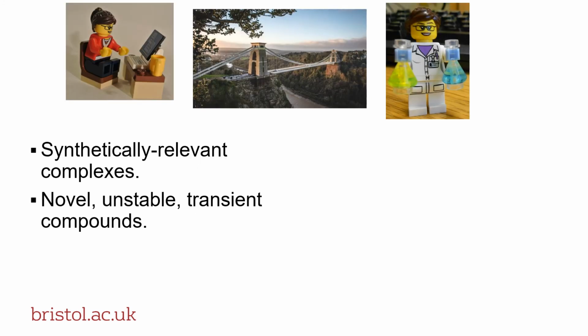So to bring these ideas together, what I've hopefully showed you is that we can do calculations on molecules, on transition metal complexes, which are catalysts, that are relevant to synthesis, that are the types of molecules that synthetic chemists can make and use. And with computational chemistry, we're not restricted to just the molecules that have already been made, but we can also consider things that are novel or unstable or transient. So it gives us a much broader opportunity to look at the chemistry involved.